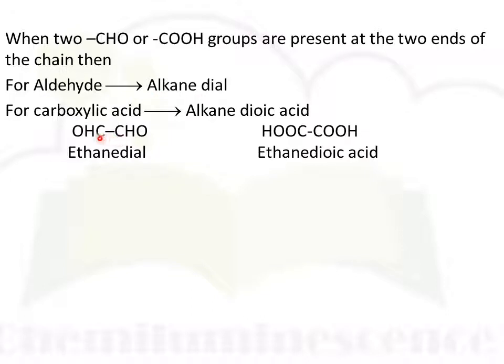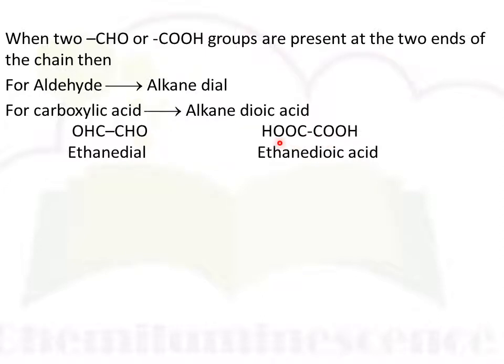So count first the number of carbons present in this. There are two carbons present, hence it is ethane, because we know that in the alkane family, if two carbons are present then the name of the compound is ethane. Then write the name first, ethane, and use the word diol at the end. Hence its name is ethane diol.